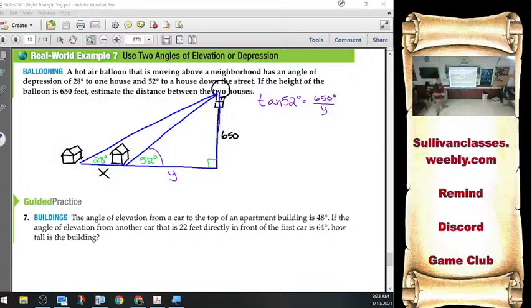What is the tangent of 28 going to be written as? No. What's opposite from 28? 650. What's adjacent to 28? x plus y, the entire length of the base. Oh no.